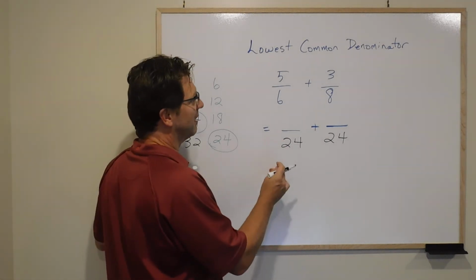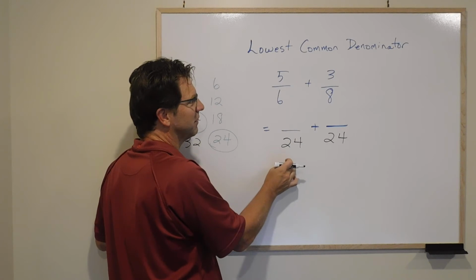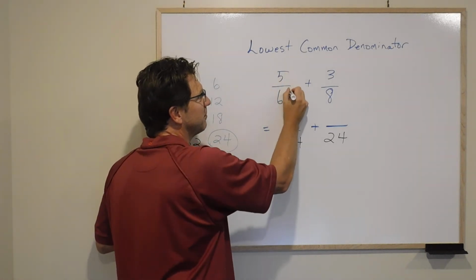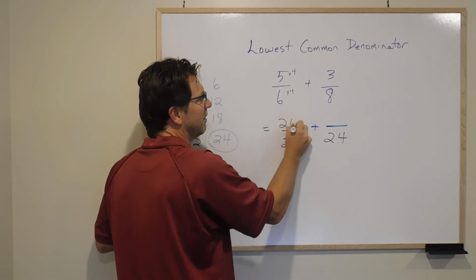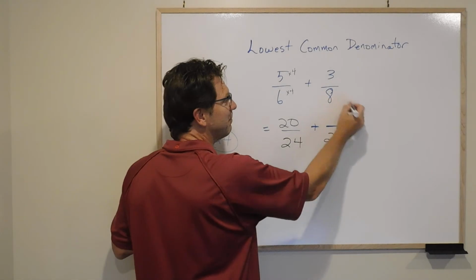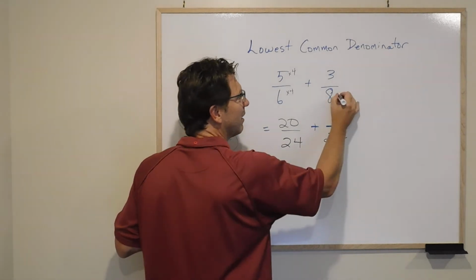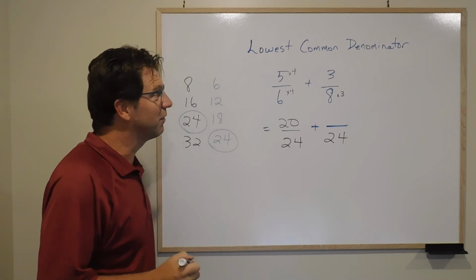To finish this off, we had to multiply 6 by 4. 6 times 4 is 24. So since we multiplied this by 4, we have to multiply the top by 4. And 5 times 4 is 20. We have to multiply 8 by something to get 24. And that would be 3. 8 times 3 is 24.